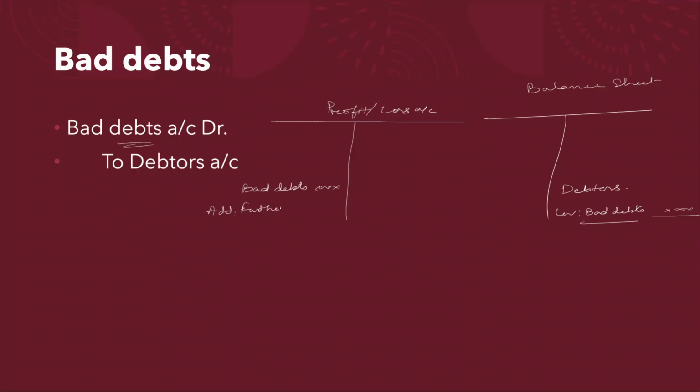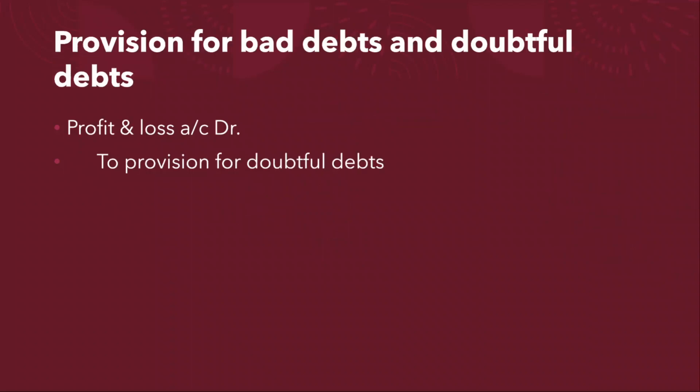So further bad debts you will add here with them, and then you will write the final amount here. And here further bad debts means further deduction. Further deduction you will do. Further bad debts means further deduction from the debtors. Okay, and then you will show the actual debtors that is standing in our balance sheet.